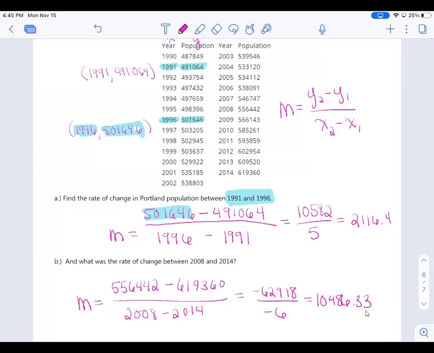To get 10,486.33. It was repeating. You could just write point. I don't know what WebWork wants. I double checked and it didn't say rounds. So it looks like it rounds to the hundredths, so the second decimal place.